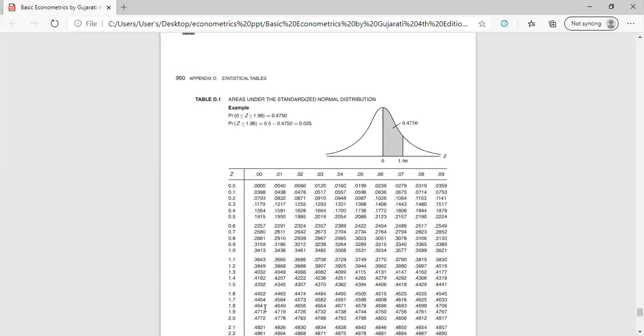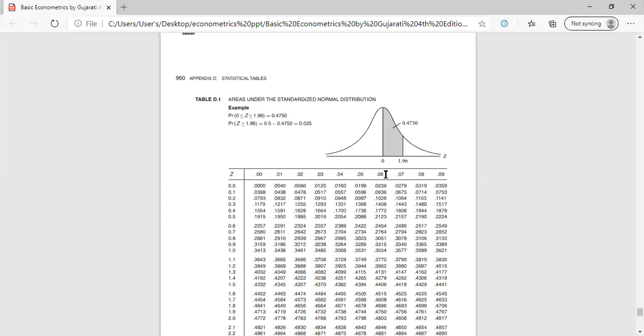0.4750. Where is that? Here. Now, this is how we are reading it. Here is the part of the Z values, starting from 0.0 to 0.1, 0.2, and so on, 1.0, 1.1, and 1.9. Remember this 1.96? So you have 1.9. Where is 6? 6 is here, 0.06. So 1.9 you add with that 0.06. What do you get?